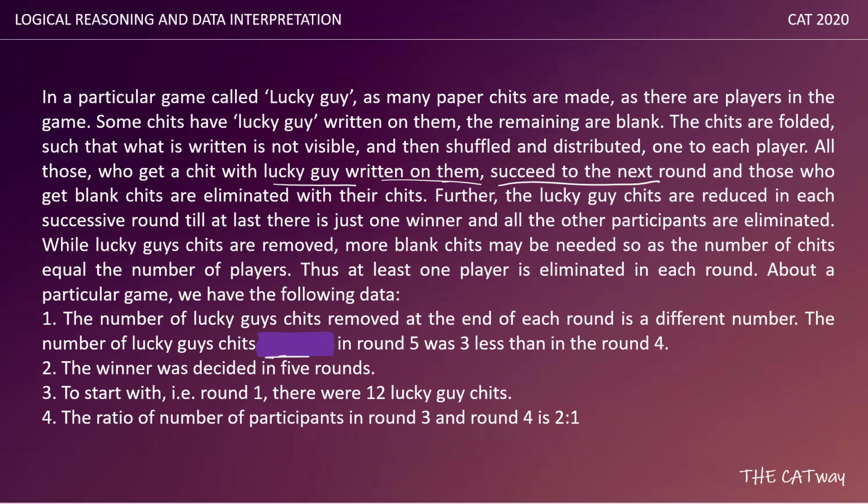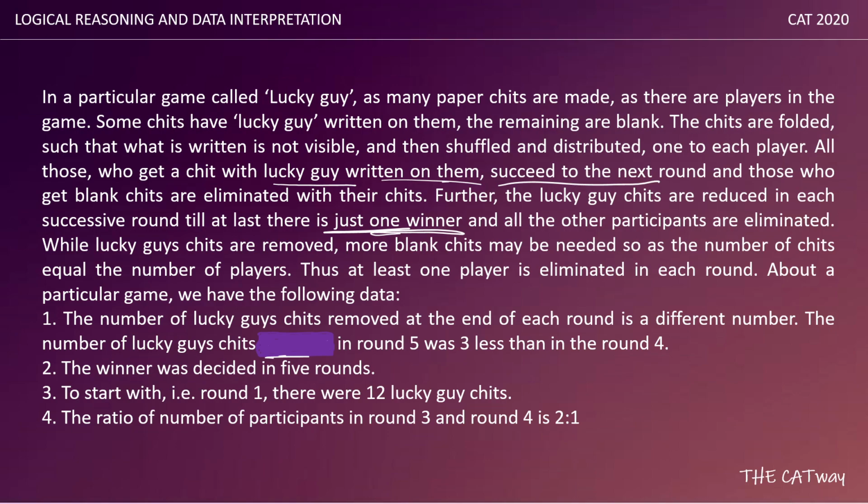Now let's move ahead. Further, the Lucky Guy chits are reduced in successive rounds till at last there is just one winner. Just one winner means that in the last round, there is only going to be one Lucky Guy chit available, and all the other participants are eliminated. While Lucky Guy chits are removed, more blank chits may be needed, so as the number of chits equals the number of players, thus at least one player is eliminated in each round.